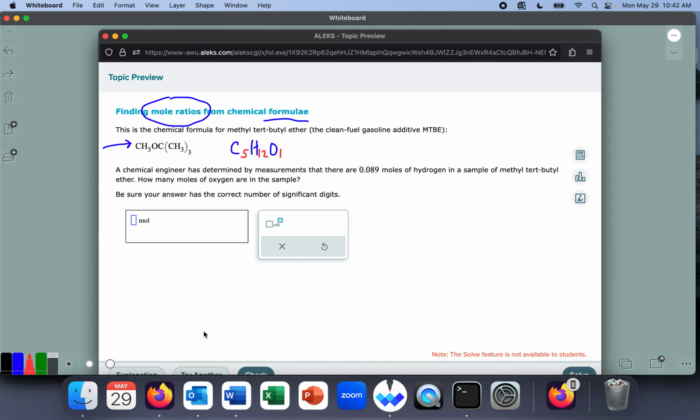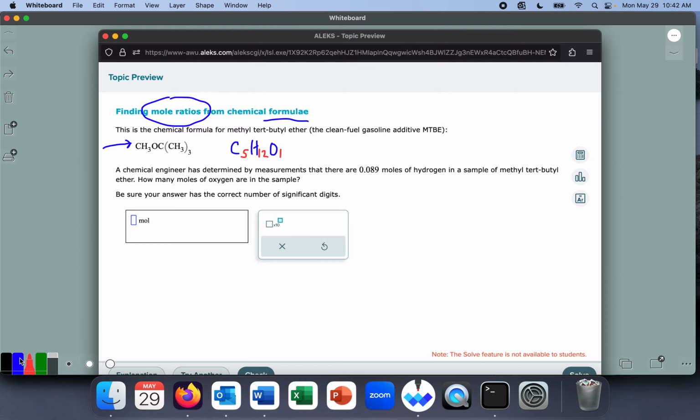So it looks like the ratio of carbon to hydrogen to oxygen is 5 to 12 to 1. I'll need that in just a minute. All right, so let's go and look at our question. A chemical engineer has determined by measurements that there's this many moles of hydrogen in a sample of this compound. How many moles of oxygen are there?